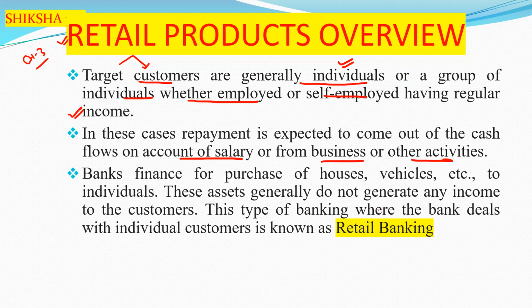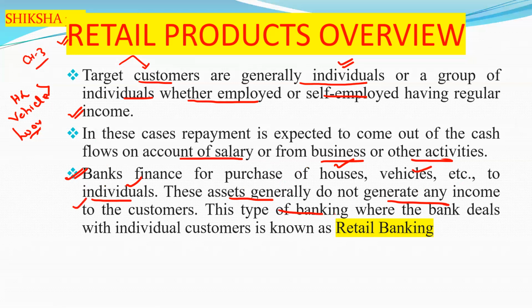Under the retail products, we give things like housing loans and vehicle loans. These things will not give any income to the person, so repayment is expected to come out of the cash flows on account of salary or from business or other activities. Bank finance is for the purchase of houses, vehicles, etc., to the individuals. These assets generally do not generate any income to the customers.